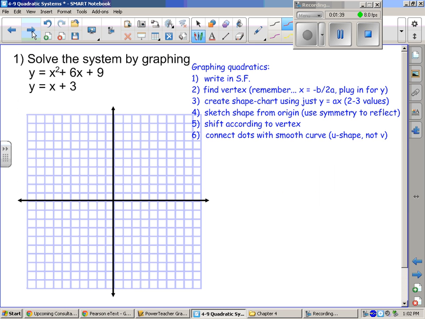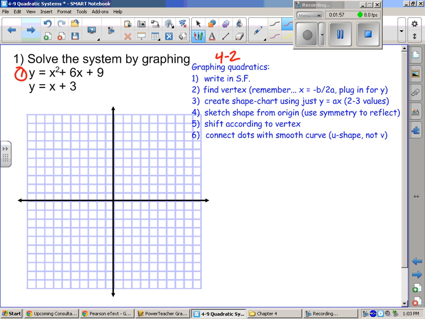So let's do one together. It says solve the system by graphing. I did put some steps up there for you. These are the same exact steps that we used back in 4.2 to graph parabolas from standard form. So I am going to do my work off to the side.